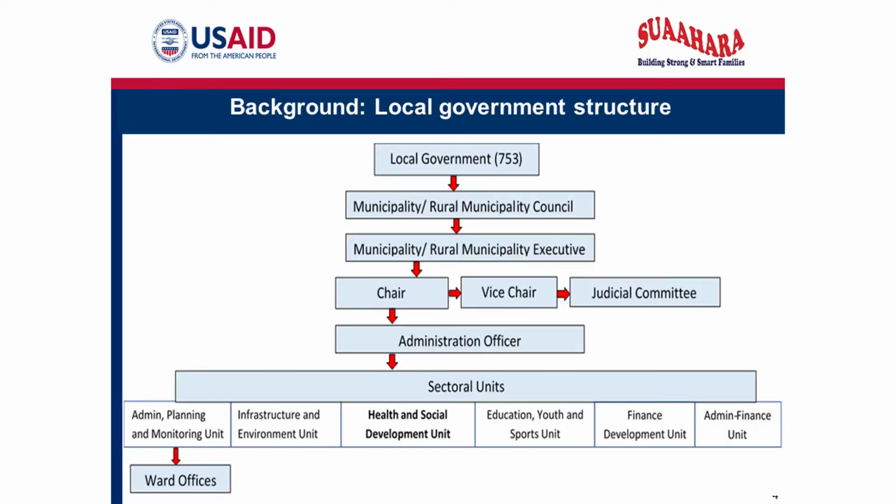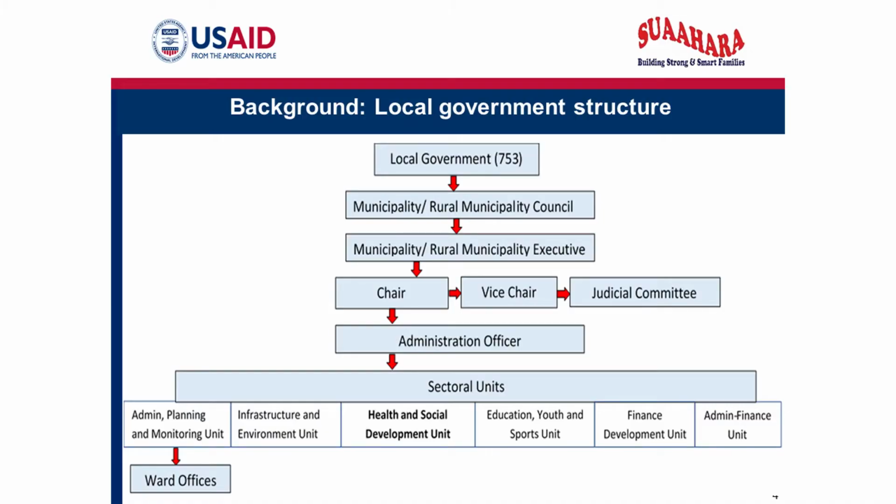As part of the background, just to look at our government structure: the federal government, provincial, and municipality government. In this presentation, we'll be focusing on the municipal government, who now has the authority to allocate and utilize the budget. So just a look at the local government structure. There's a municipal level council, executive, and the municipality is headed by a chair and vice chair. I'd just like to point out that everyone in the top 4 boxes are mostly elected representatives. And from the administrative officer onwards, if you look at the 6 sectoral units, they are mostly government staff. And we also have wards under the municipality.